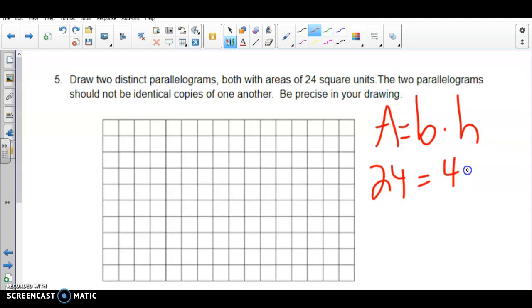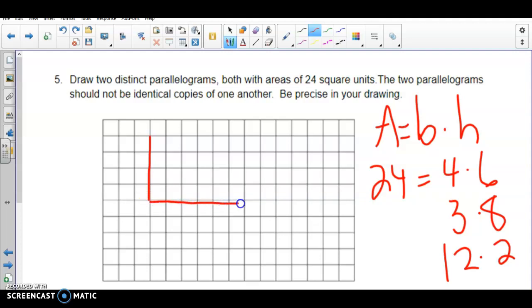We can use 4 times 6. We can use 3 times 8. We can use 12 times 2. Those will all help me get parallelograms to make that. Let's do our drawing. Okay, so let's say we want to use 4 and 6. So if we want to have a height of 4, 1, 2, 3, 4, and a base of 6, 1, 2, 3, 4, 5, 6.